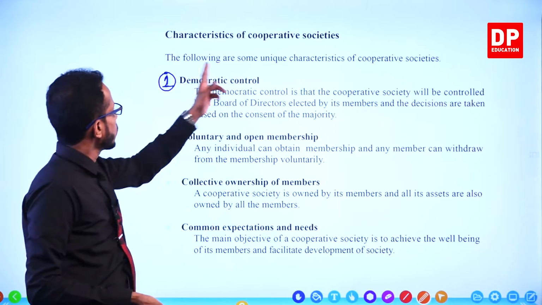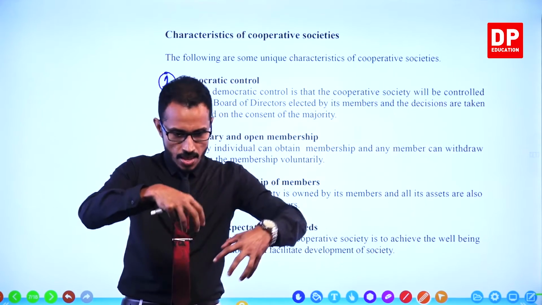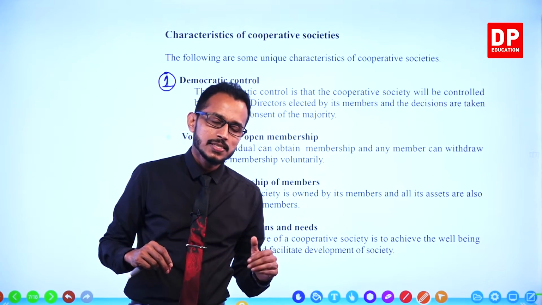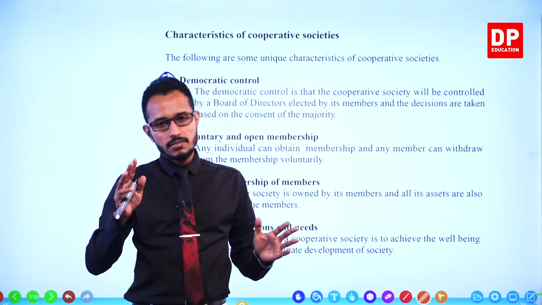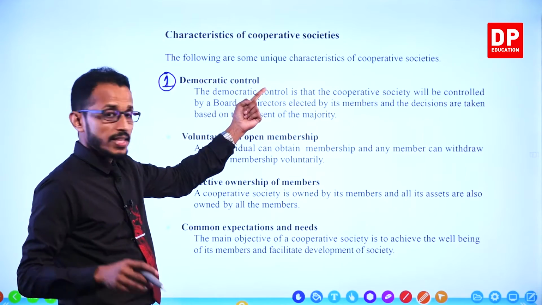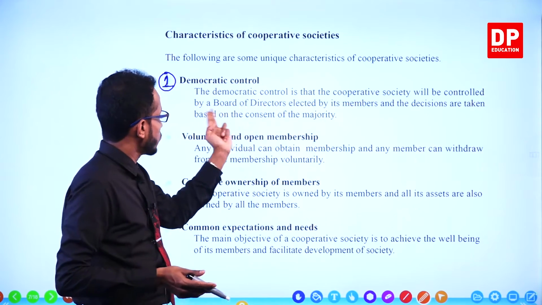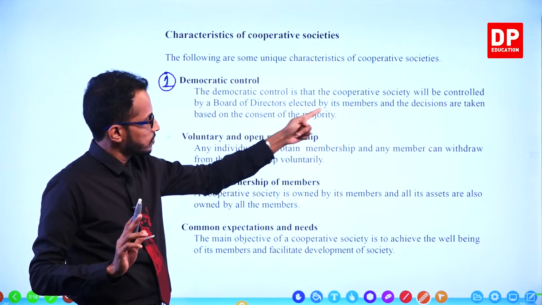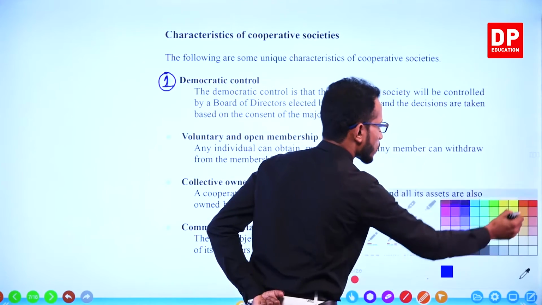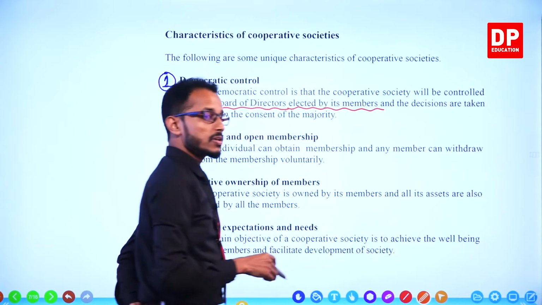So in these cooperative societies, I told you that a few individuals, more than 10, get together and form a cooperative society, and they provide themselves the things that they need commonly, their common needs for their well-being. That is the purpose. When they form a cooperative society, the society is managed by a board of directors elected by all the members. Is that clear to you? Board of directors elected by its members.